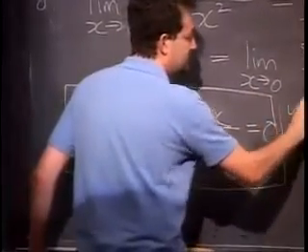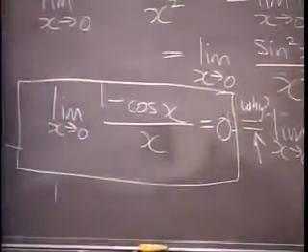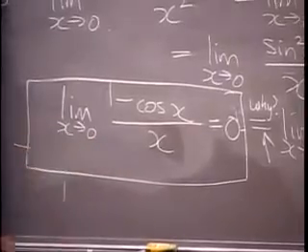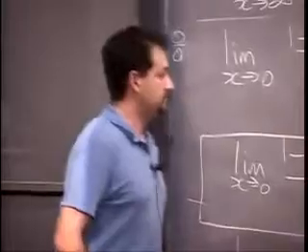Why? Because it equals this, and the details remain to be filled in. So that limit is 0. That will become important next time when we do the derivatives of trig functions.